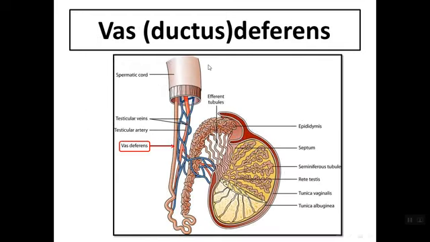First of all, the first structure is the vas deferens or the ductus deferens. This is a muscular tube. It is a cord-like muscular tube that extends from the tail of the epididymis, and it ascends through the spermatic cord to enter the inguinal canal with the structures of the spermatic cord, through the deep inguinal ring, and to pass to the pelvis.